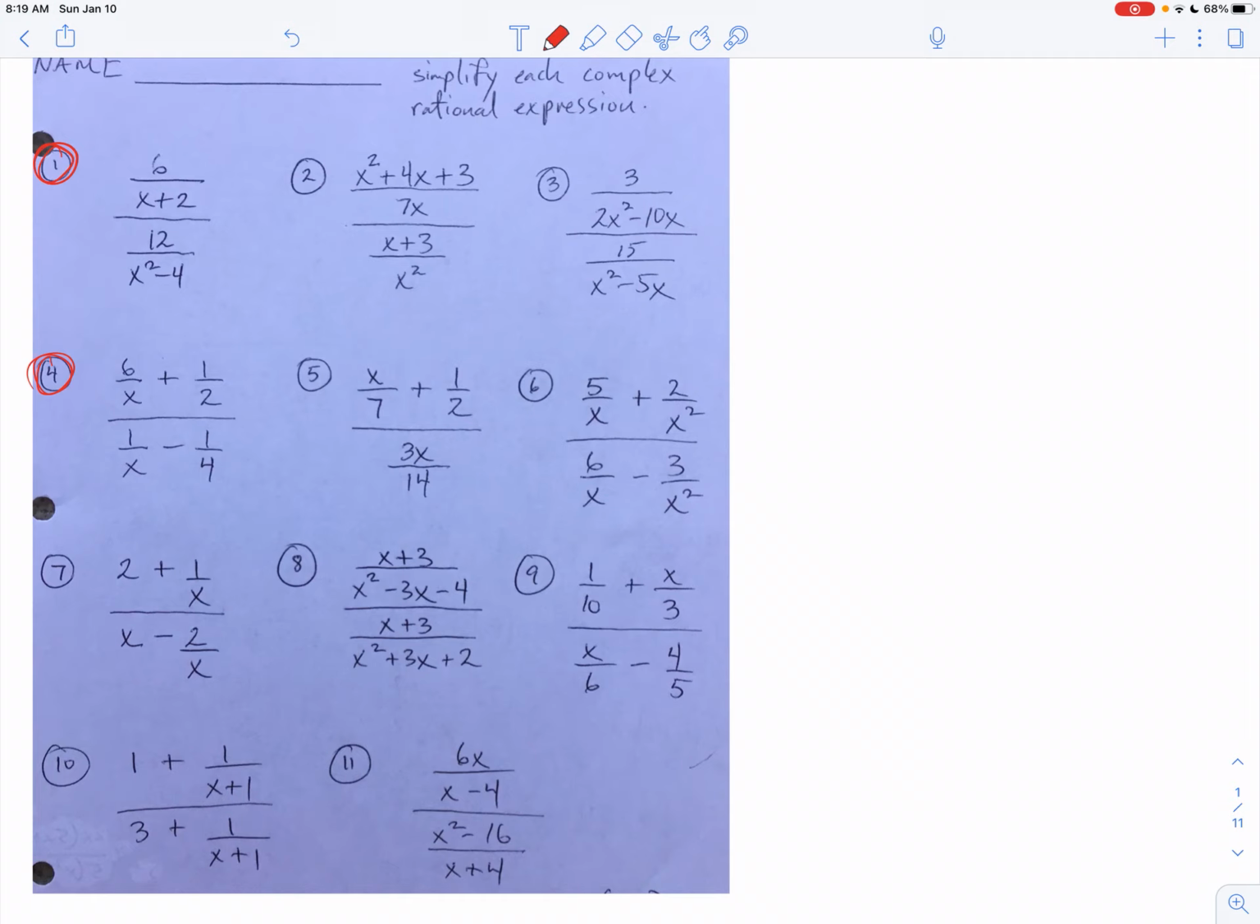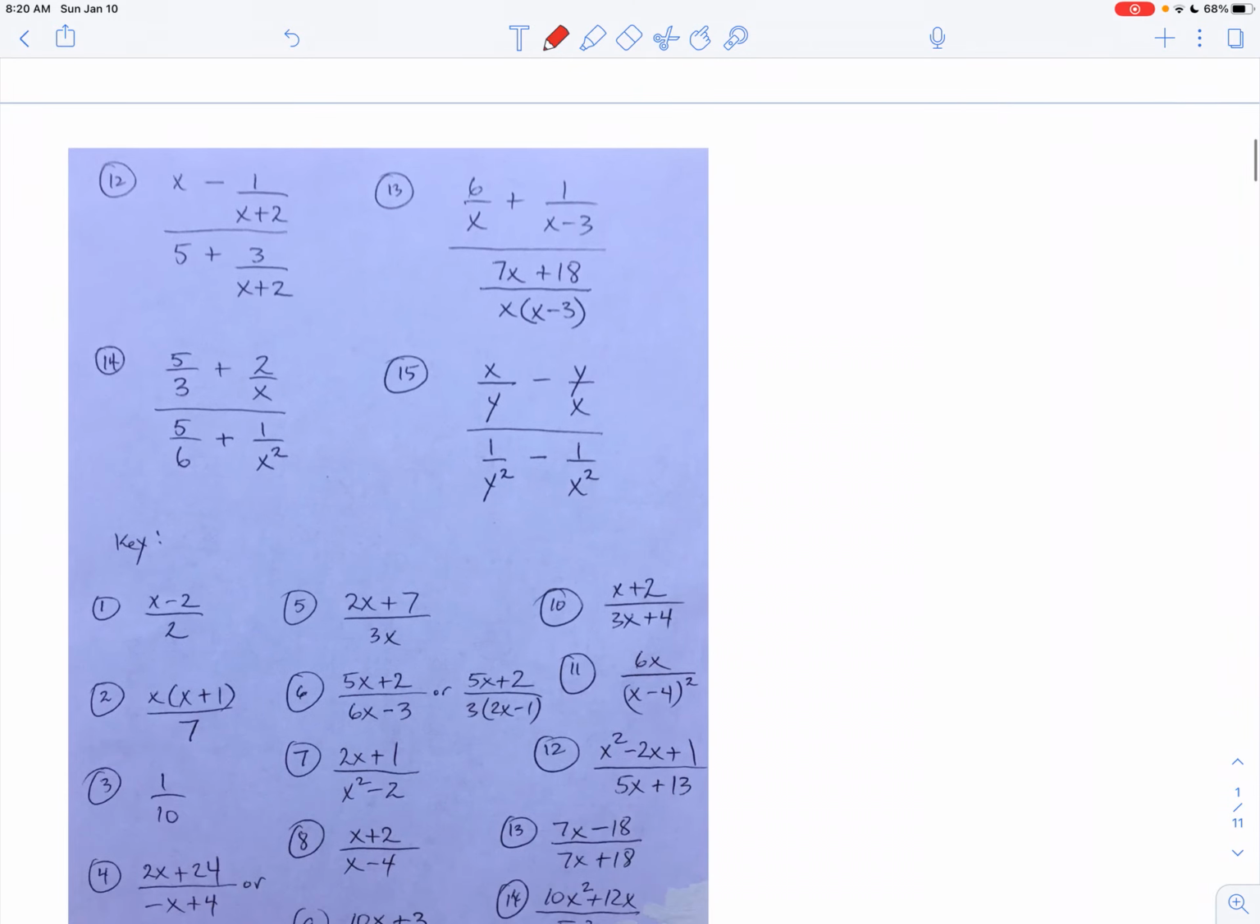How about number 5? Number 5 has 1, 2, 3, 4 fraction bars. I would say he's a type 2. But let's jump down here to 11. And then I'm going to stop marking up this page. Type 1 or type 2 for number 11? I think it's type 1. So I would just simply rewrite this as 6x over x minus 4 divided by that guy. And then I would factor stuff and cancel stuff. So there's 11 questions, but wait, there's more.